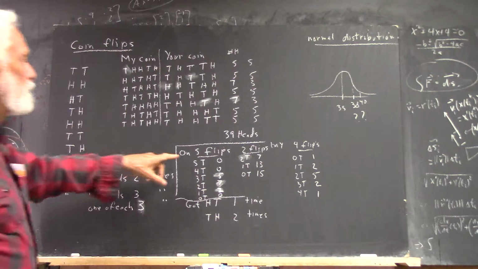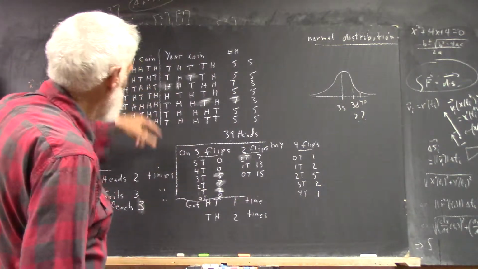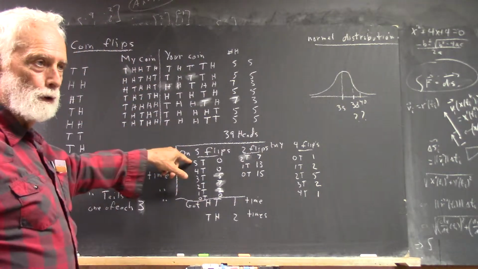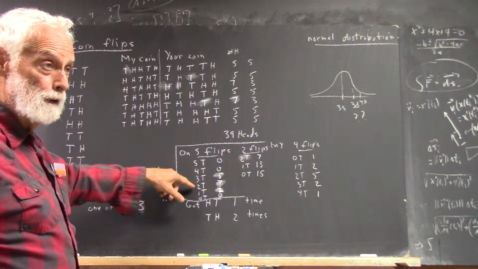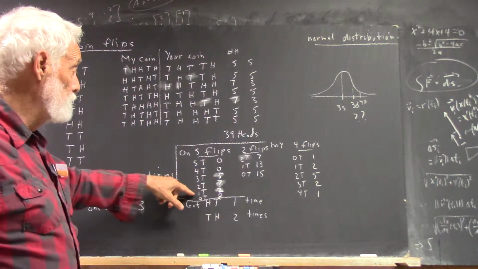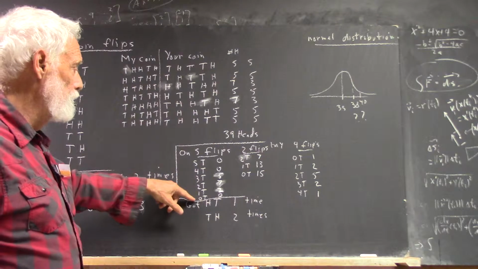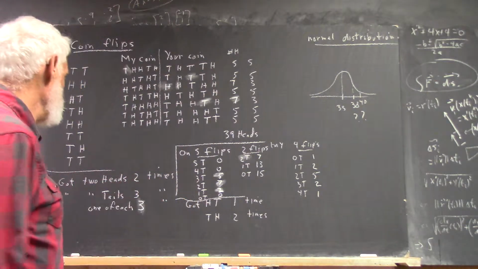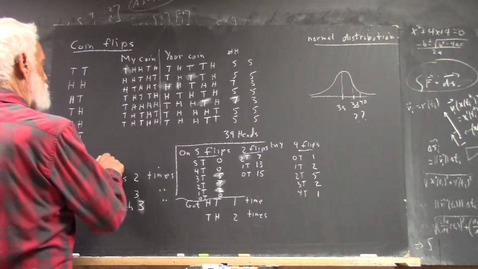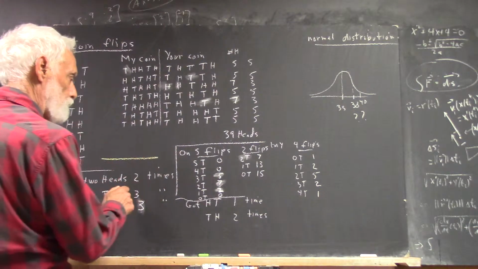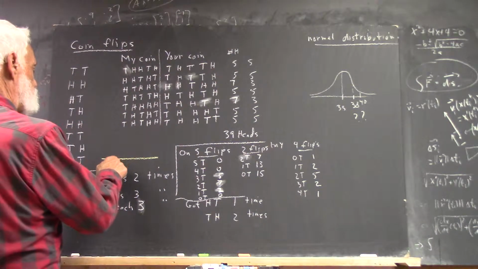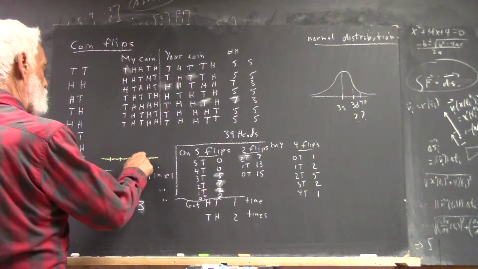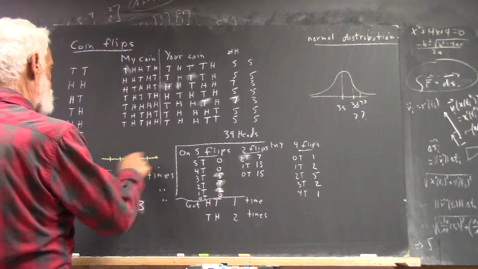So what we found is on the 5 flip rows, no row had 5 tails, no row had 4 tails, 5 rows had 3 tails, 7 rows had 2 tails, 1 row had 1 tail, and no row was lacking tails. So I can do this. I can make a bar graph, and you all know how to do this. So I can have 0, 1, 2, 3, 4, 5.